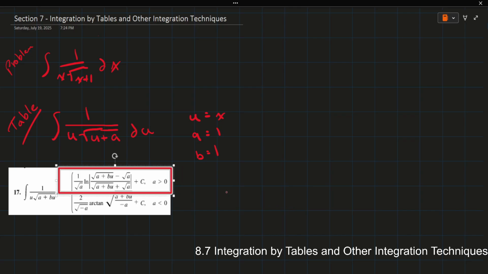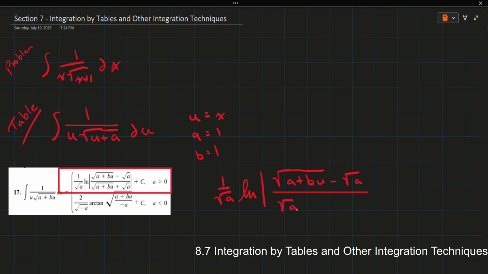So let's write that out first, just so we make sure we're doing the right one. So we got 1 over root a. Oh, no, the whole point of this is there's no more integrals. So ln of the absolute value of root a plus bu minus root a, all over root a plus bu plus root a, and then plus c. So that's what we got.